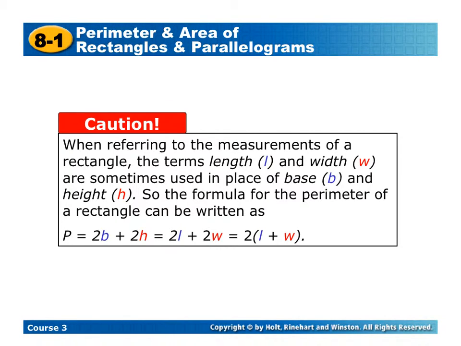Now one thing to be aware of is that when you're referring to the measurements of a rectangle, we often use the terms length and width. But we could also replace those with the word base and height. So the formula for the perimeter of a rectangle can be written as follows. You could have 2 times the base plus 2 times the height, or 2 times the length plus 2 times the width, or 2 times the quantity of adding the length and width. So lots of different ways to do it.